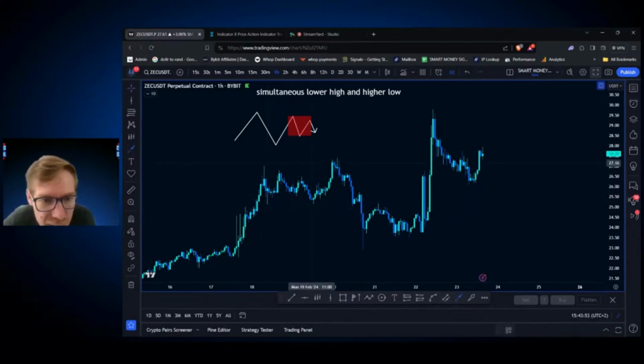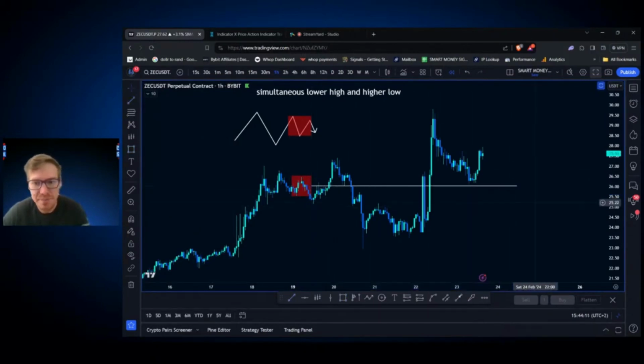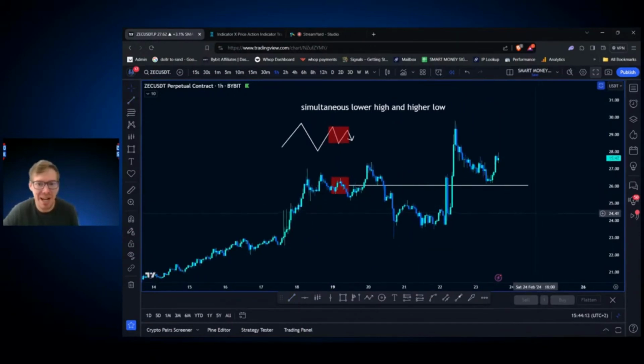you can see over here, this peak is lower than that peak, and this peak is higher than that peak. So this is where I would draw my contraction box over here. And then to get the value lines, we just draw out a line out the center of the box. And this becomes my 1 hour value line.